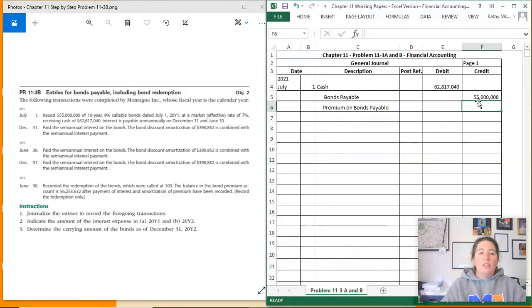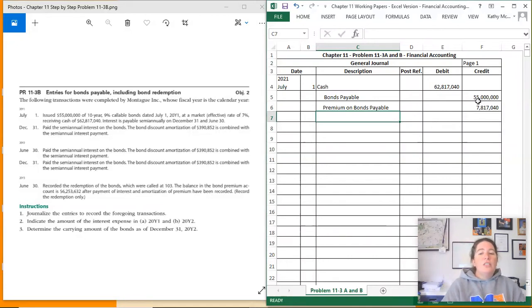And the amount that's going to go in there is the difference between how much we received and what our bonds were actually worth. So again, I'm going to let Excel do the math for me. You're more than welcome to grab a calculator and do it that way. But I'm going to take the $62,817,040 and subtract the $55 million, and I get $7,817,040. Okay, so premium on bonds payable. We've made a little bit of money on this one.